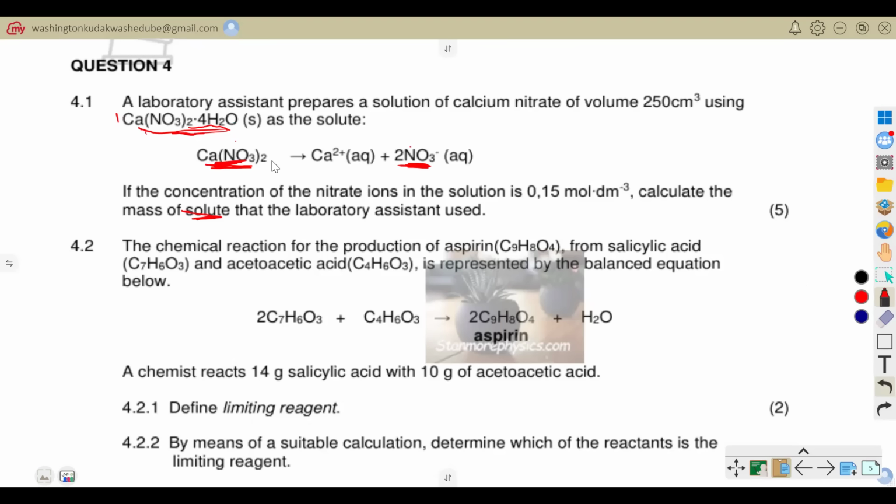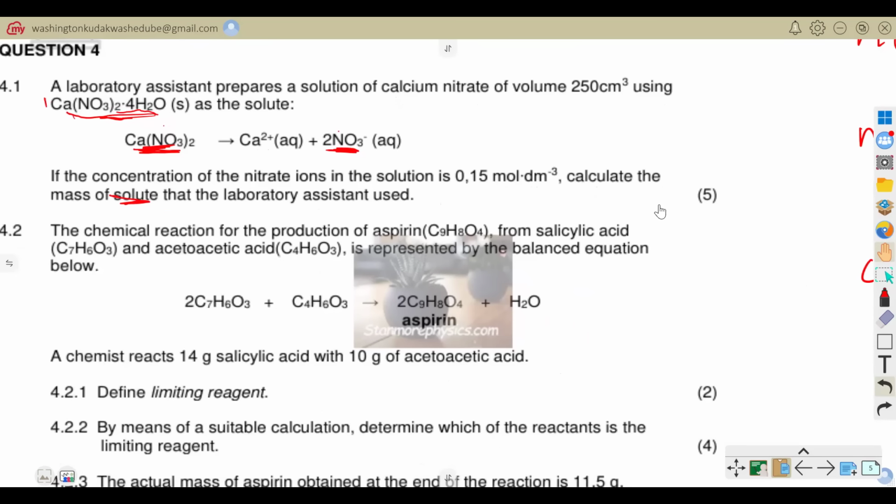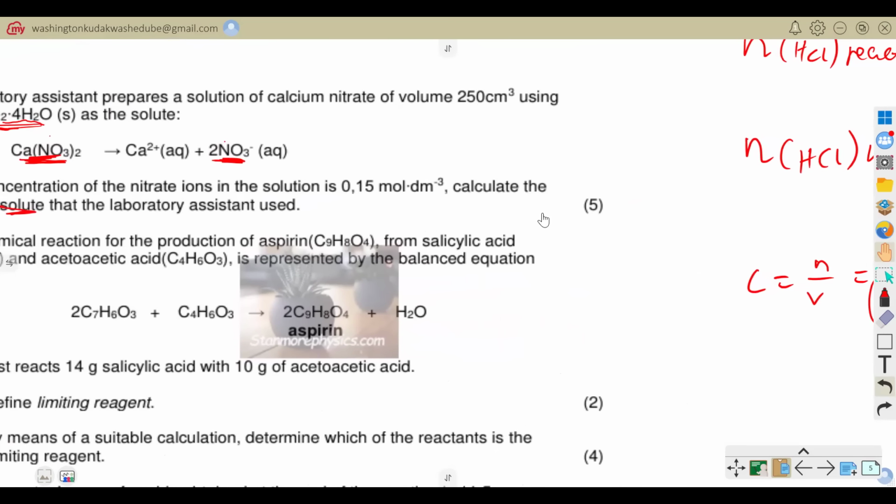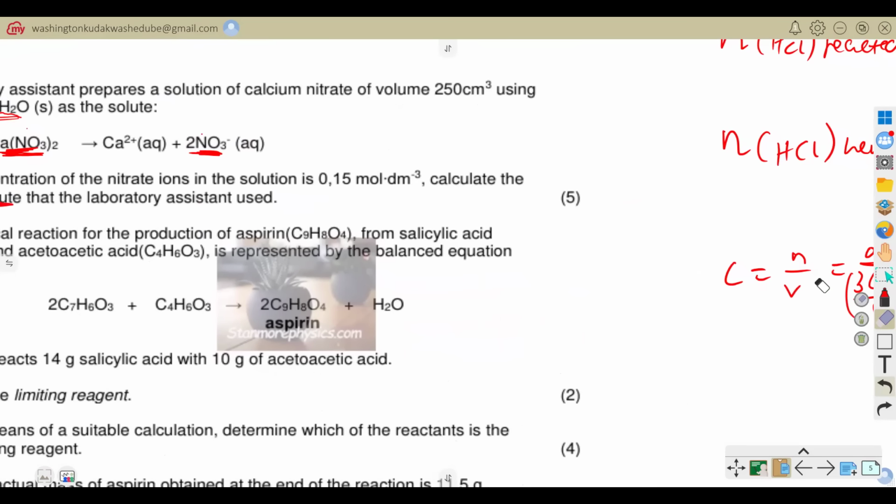So if that is the case, now let's get started with answering the question. So here what I need to do is to find the number of moles. I need to find the number of moles of nitrate ions. Allow me to rub here.